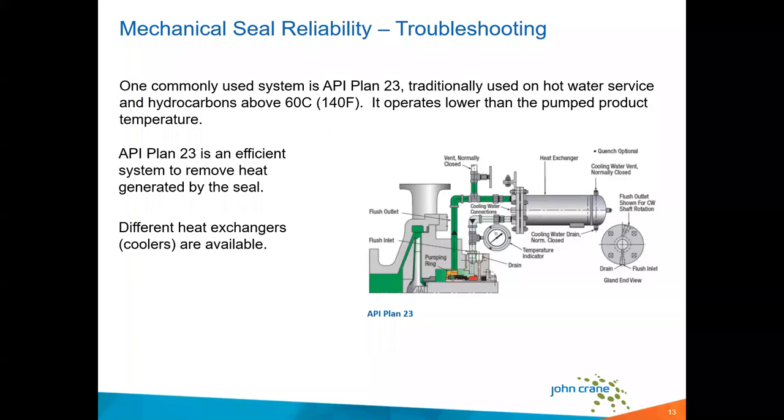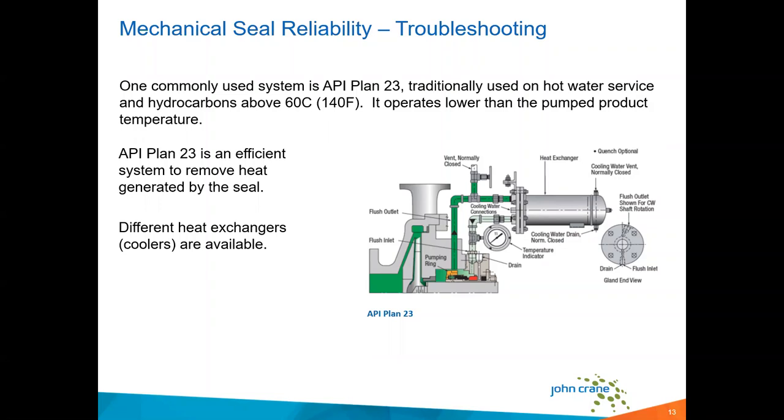So I'll talk a little bit about Plan 23 because it is a good example to highlight some things we discussed. This image here is just a typical example Plan 23 arrangement. There are certainly variations of this, but this is showing a heat exchanger positioned horizontally, though it could be mounted vertically. This is showing a heat exchanger that's water cooled. There can be air cooled heat exchangers as well. But this is just a typical example.